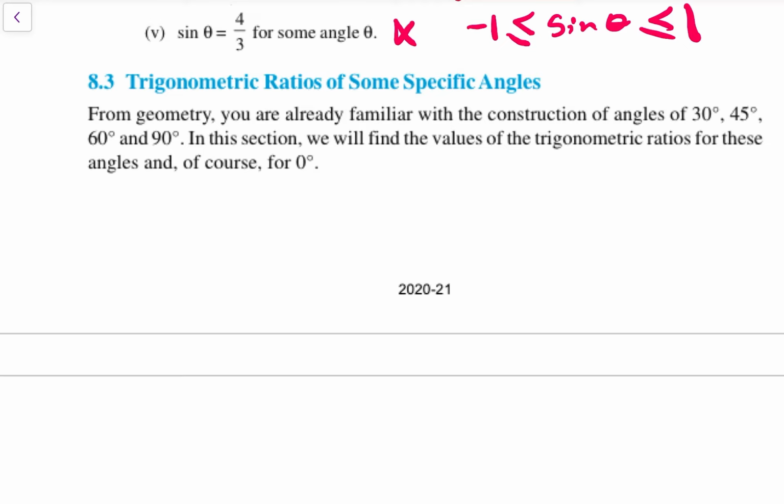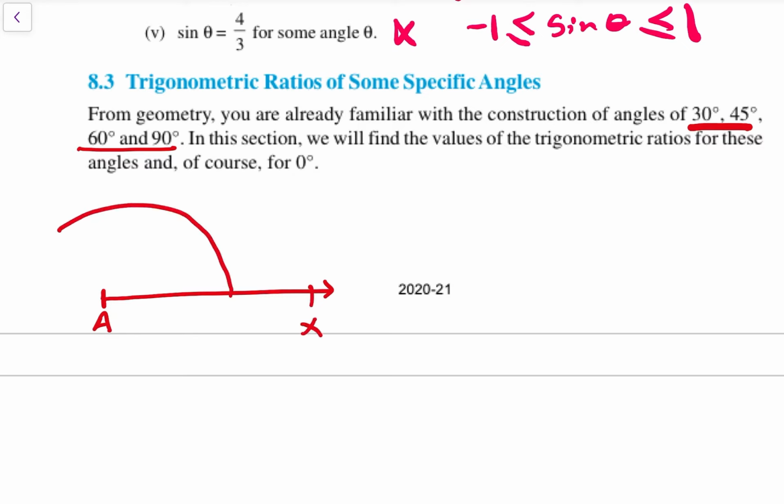You are familiar with the construction of these angles: angle 30, angle 45, angle 60 and 90. If you roughly recall the construction, we draw a ray and then, taking an arbitrary radius, on this ray AX we cut an arc, and with the same radius we cut one more arc. This gives angle 60 degrees.